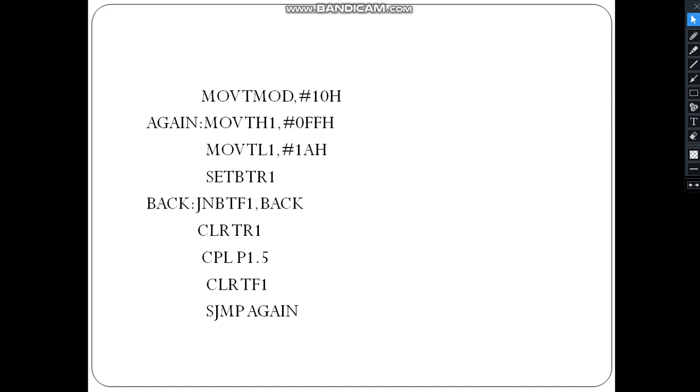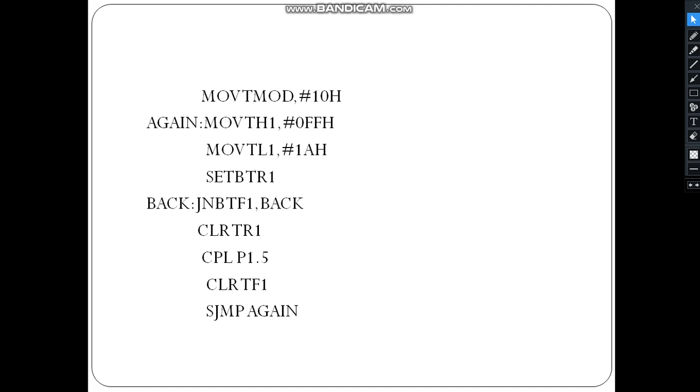Then suppose the previous value in port 1 pin 5 is 1, now it has to be 0, or if it was 0 earlier, now it has to be 1. So we are complementing the value that is there in port 1 pin 5 using the instruction CPL. This is done because a square wave has logic 1 as well as logic 0. For 250 microseconds a logic high signal has to be generated, and for another 250 microseconds the logic low signal has to be generated.